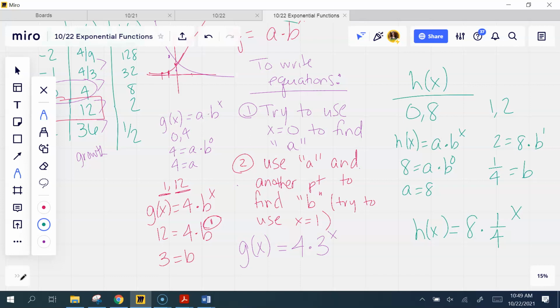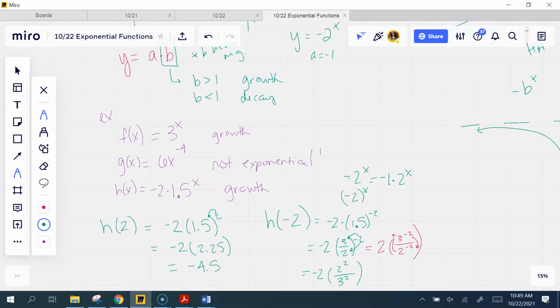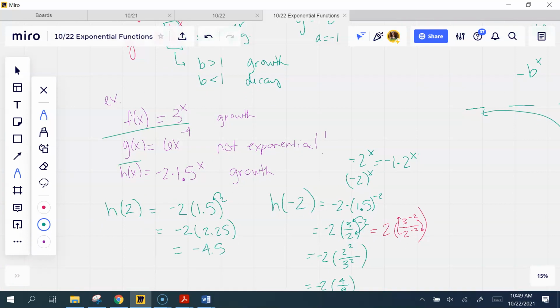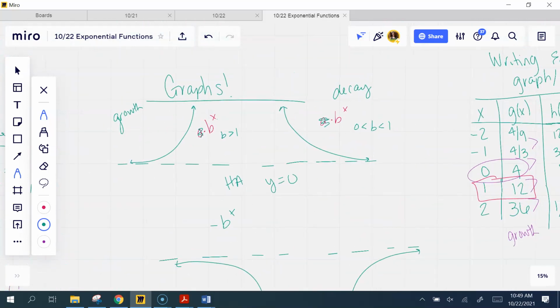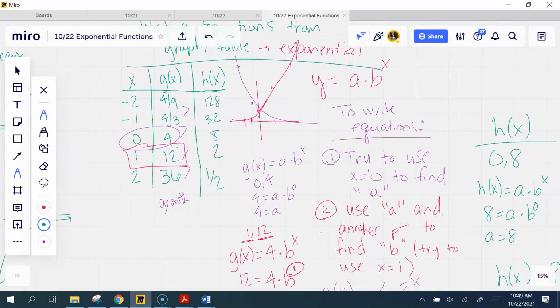Okay, let's transform some parent graphs, then I'll be done. Maybe. What about the whole thing about growth and decay? You'll have to identify exponential or not. You'll have to talk about growth or decay based on the e or based on the graph itself. Other questions?